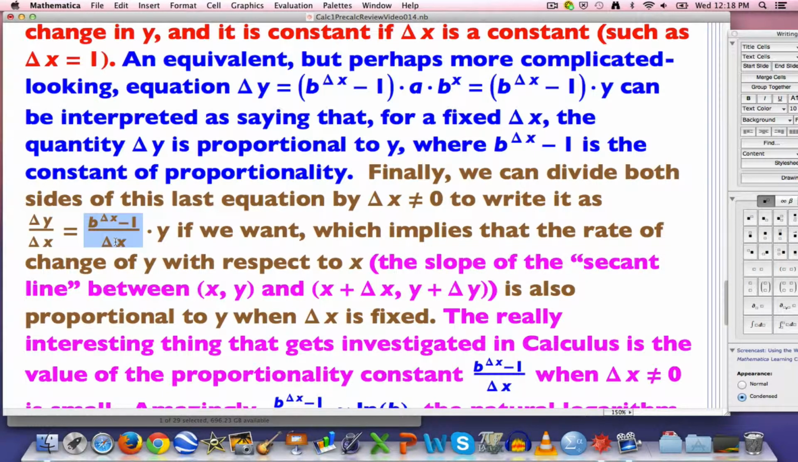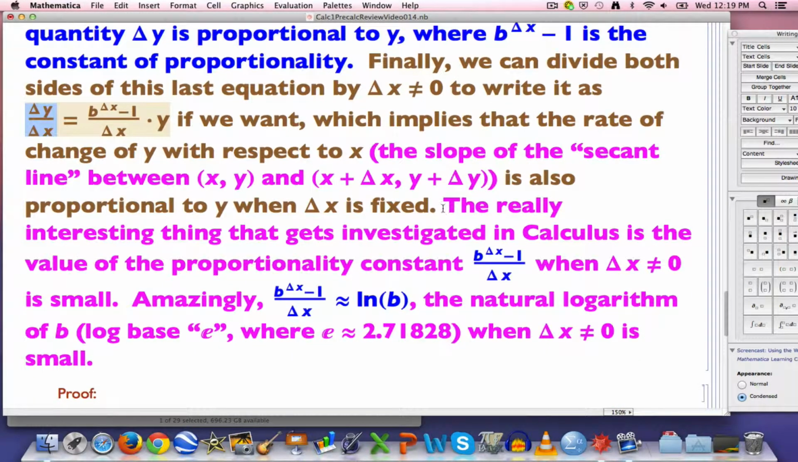Think of delta x and b as fixed, so that this is a fixed number, and if b is bigger than 1, it's going to be a positive number. The slope of the secant line, the average rate of change of this function over this specific interval from x to x plus delta x, is proportional to y as well. The higher you go on the graph, the higher the slope is going to be, and in fact if you double the height y, you will double the slope of the secant line for a fixed delta x.